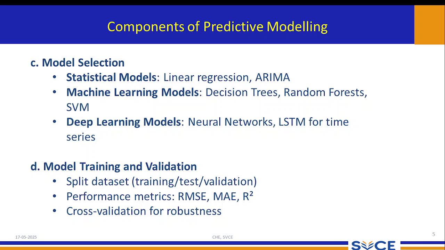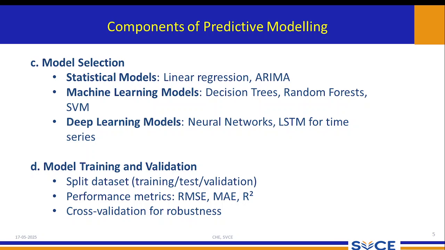So the deep learning models, neural networks. A deep learning model for time series is long short-term memory. This is mainly used actually in speech recognition and tone pitch. Okay, which I already discussed elaborately. The LSTM, long short-term memory model.